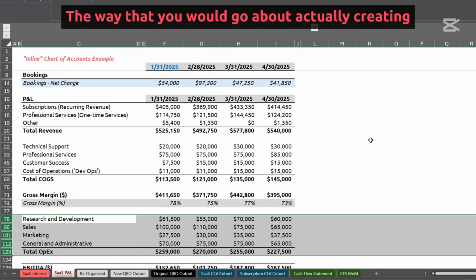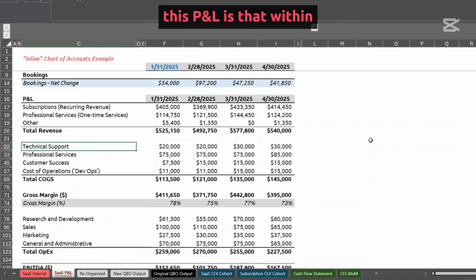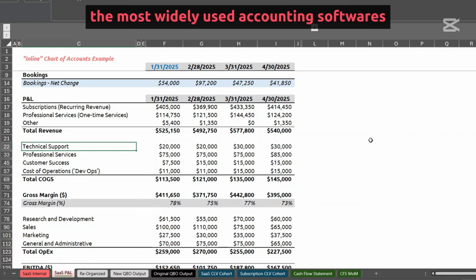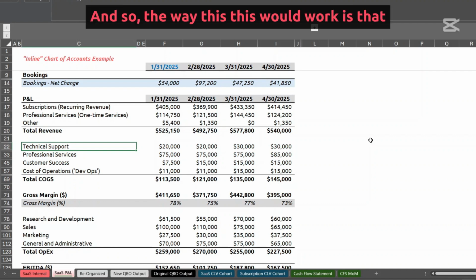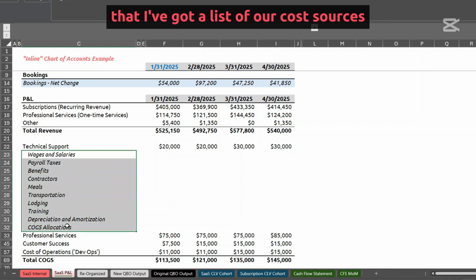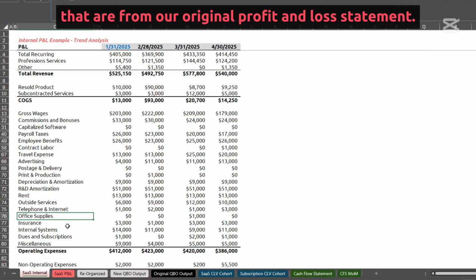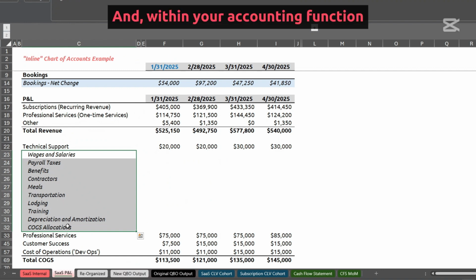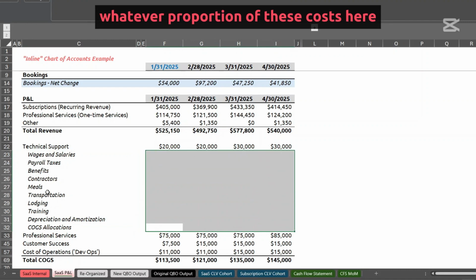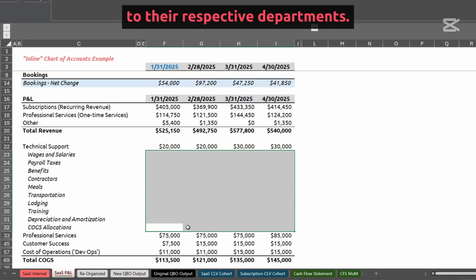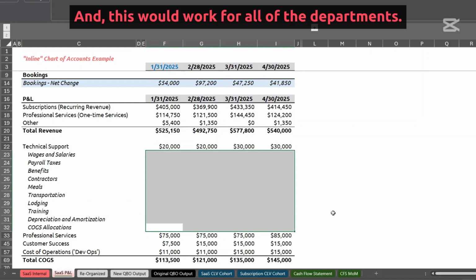The way that you would go about actually creating this P&L is that within the most widely used accounting software that exists today, you can, quote unquote, assign different costs to departments that you designate. And so the way this would work is that you'll see here that I've got a list of our cost sources from our original profit and loss statement. And within your accounting function, your accounting team would effectively assign whatever proportion of these costs to their respective departments. That way you can see what departments are responsible for what costs. And this would work for all of the departments.